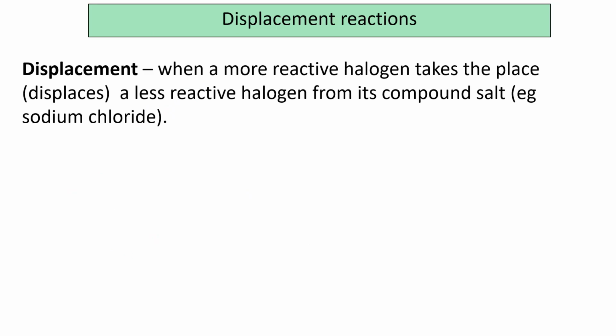We can observe the difference in reactivity of the halogens when we look at displacement reactions. Displacement reactions are when a more reactive halogen takes the place, displaces, a less reactive halogen from its compound salt, for example, sodium chloride.